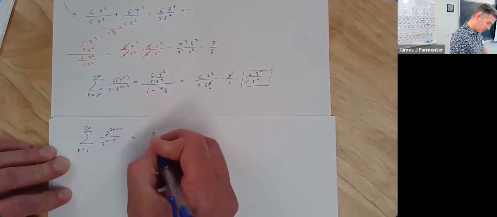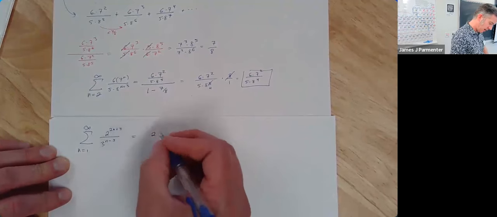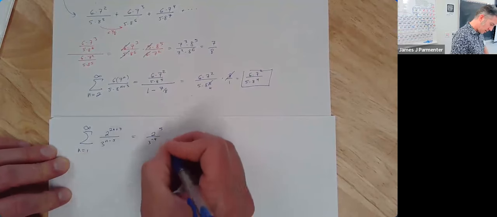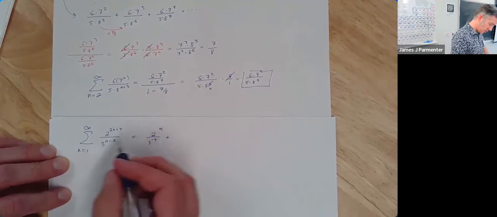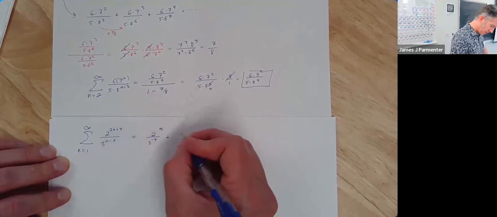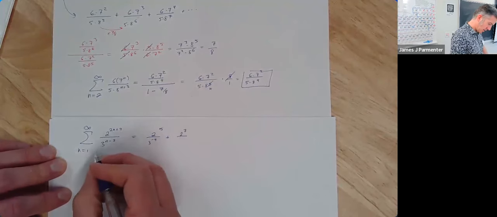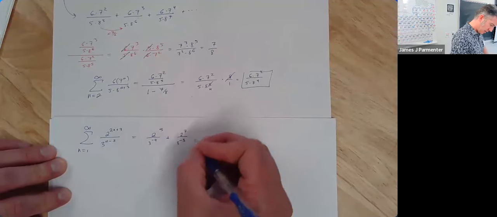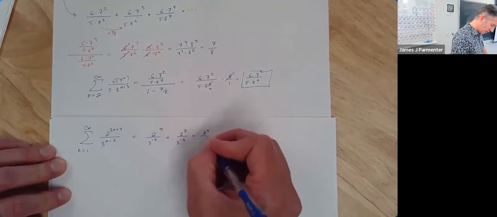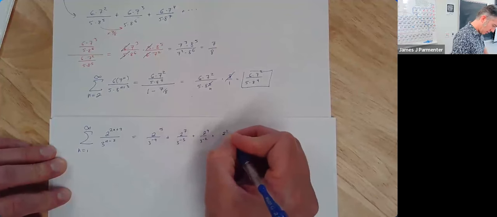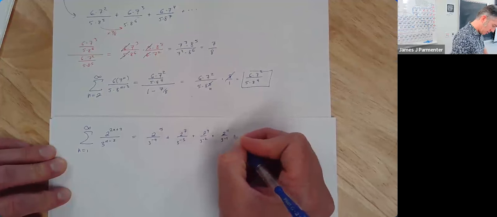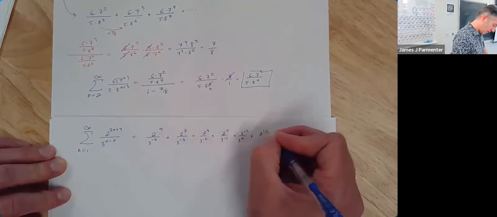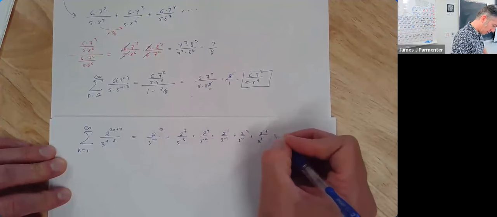My first term is 2 to the, let's see, 2 plus 3 is 5, over 3 to the 1 minus 5, which is negative 4. The next term is when I plug in n equals 2, which times 2 is 4, 4 plus 3 is 7, over 3 to the 2 minus 5, which is 3 to the negative 3. And keep going. The next one's 2 to the 9th over 3 to the minus 2. 2 to the 11th over 3 to the minus 1. 2 to the 13th over 3 to the 0. 2 to the 15th over 3 to the 1. And so on and so on.